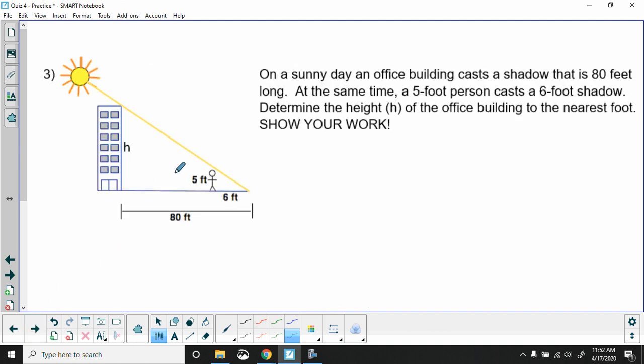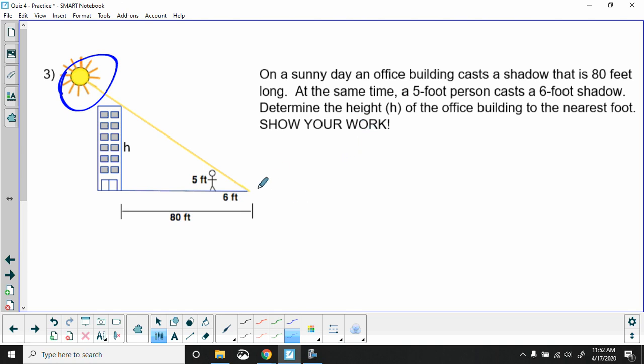On a sunny day, an office building casts a shadow that is 80 feet long. At the same time, a 5-foot person casts a 6-foot shadow. Determine the height h of the office building to the nearest foot. Show your work. You got 2 triangles.